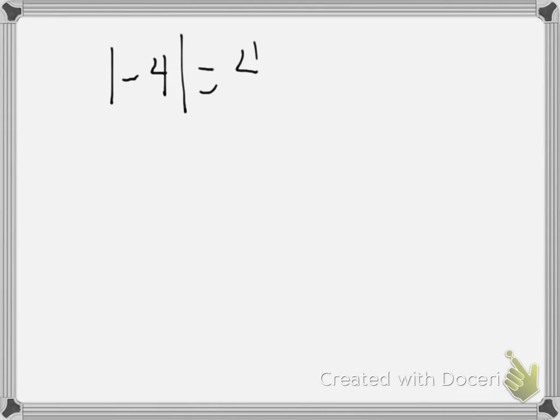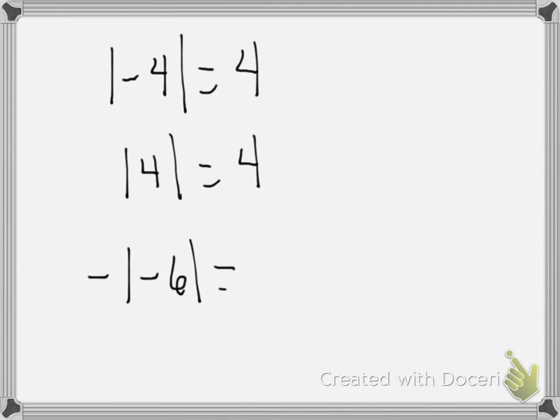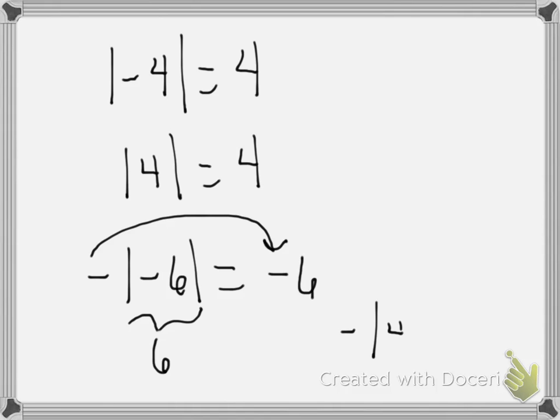The absolute value of -4 is 4, and the absolute value of +4 is also 4. When you have a negative in front of the absolute value sign, you just bring that negative over, and then take the absolute value of -6, which is 6. So your final answer is -6. The absolute value of 4 is 4, and the negative you carry over, and you get a -4.